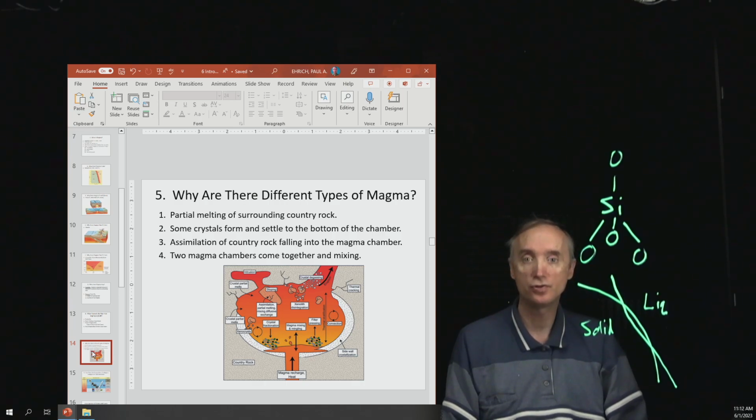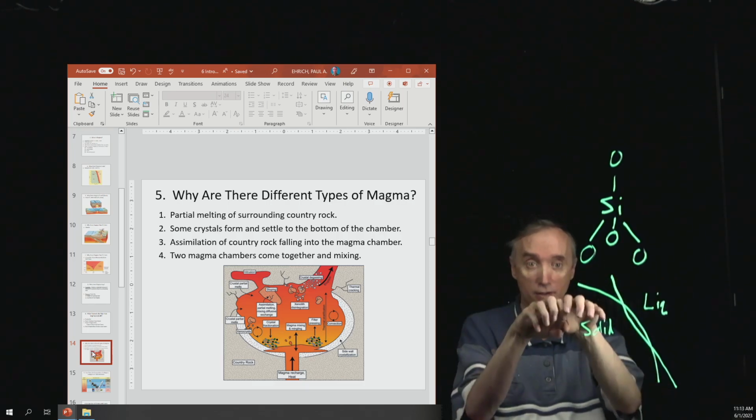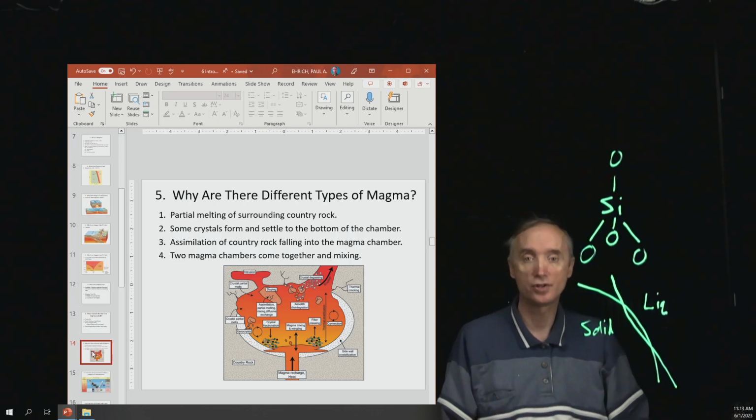And then finally, two magma chambers sometimes will come together and mix. So you have a magma chamber over here, magma chamber over here. They come together, they mix together, and that can change its chemical composition.